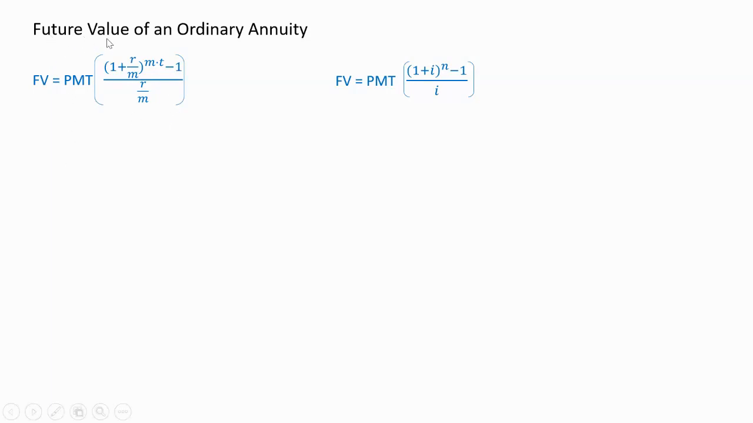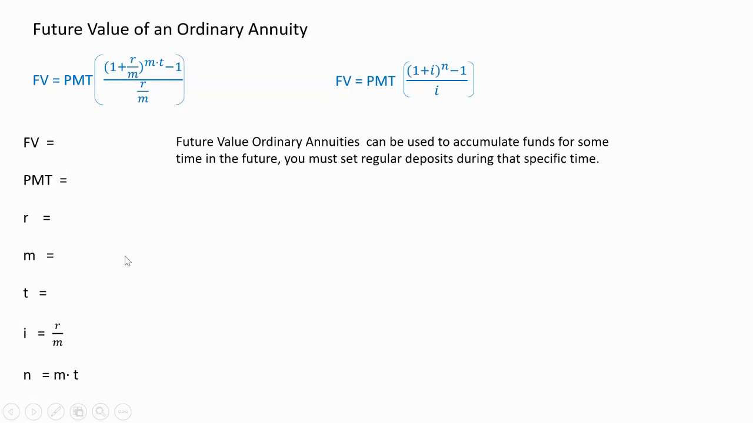Okay, this is a different formula now: future value of an ordinary annuity. This is a formula, guys, but remember the one on the right with the i at the end is the one that's more recommendable to use. And again, there are always 7 things that you have to write down: the future value, the payment, the interest rate, compounded. The m stands for compounded per year, the t stands for time, and then i is r divided by m, and n is equal to m times t.